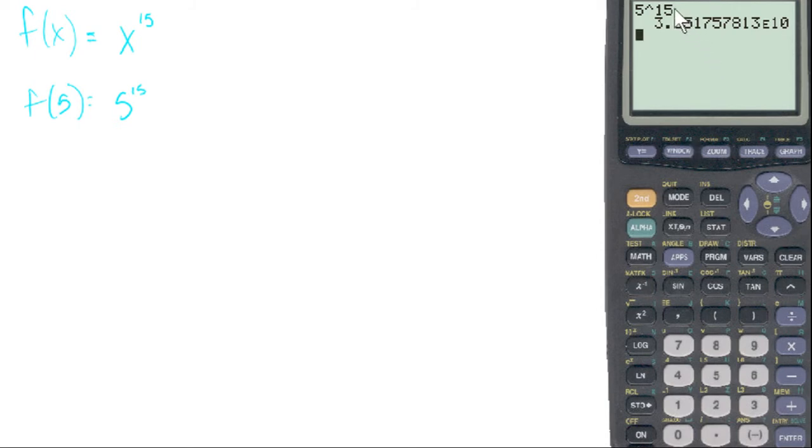So the calculator means this. It means to say 3.0517, let's just round up to 6, okay, we'll go up to 5 decimal places. It means times 10 to the 10th. This little e thing means times 10 to the, and then it gives you the exponent. It's saying I'm using scientific notation here.